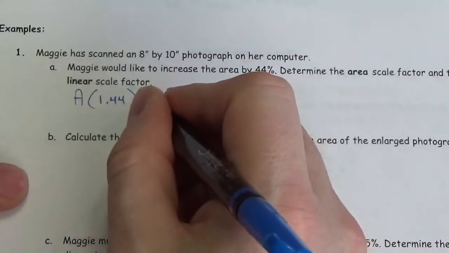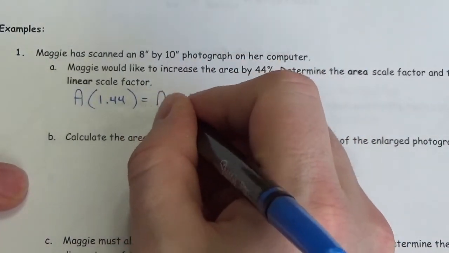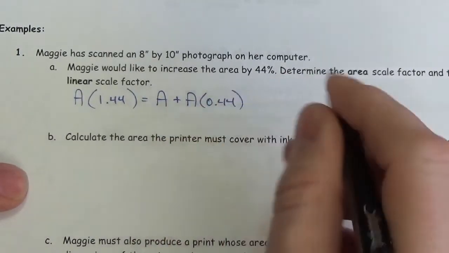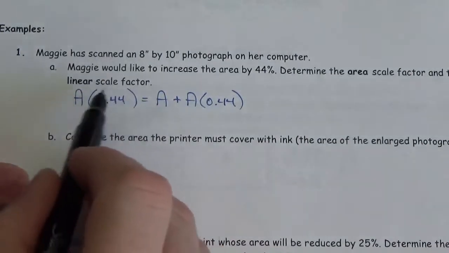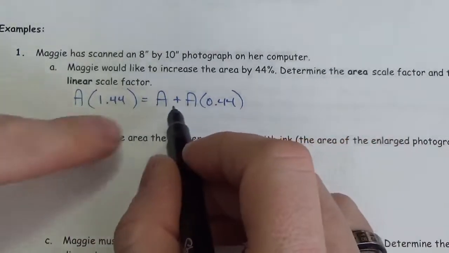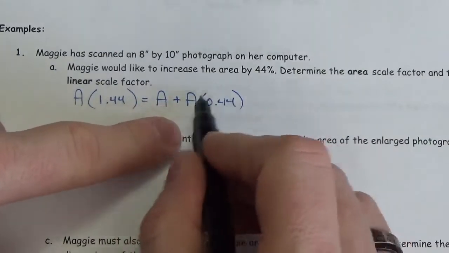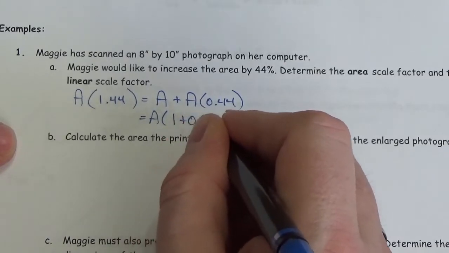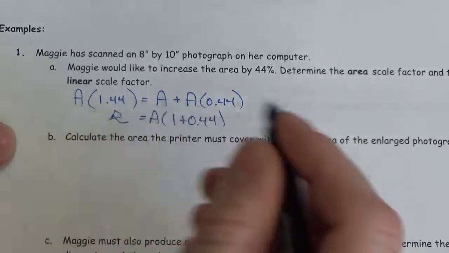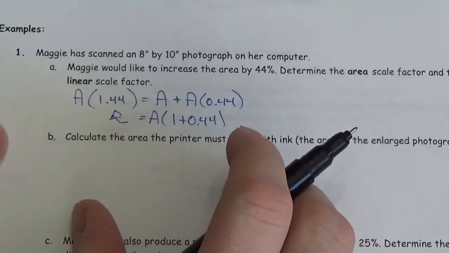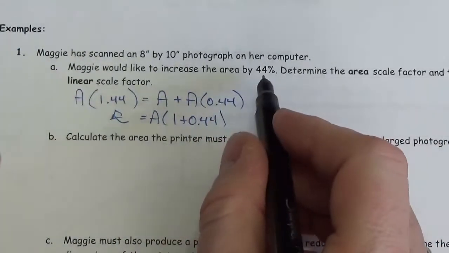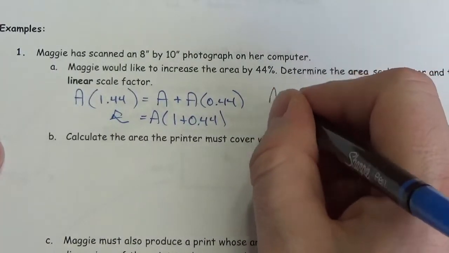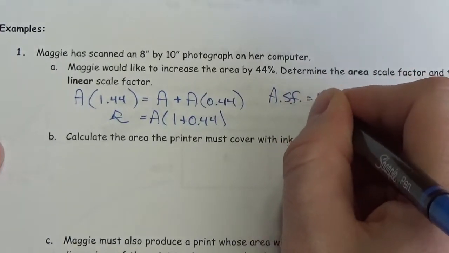Now, just to explain where I got that from, we're going to take the area of the original and add to that 44% of that area. Because sometimes people don't understand what I mean when I say 1.44. So this is the area of the original plus 44% of it. You can factor out the A and you're left with 1 plus 0.44, and that's really how we're getting that 1.44 there. So my area scale factor is going to be 1.44.